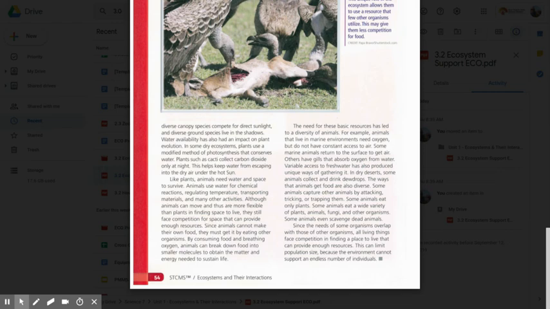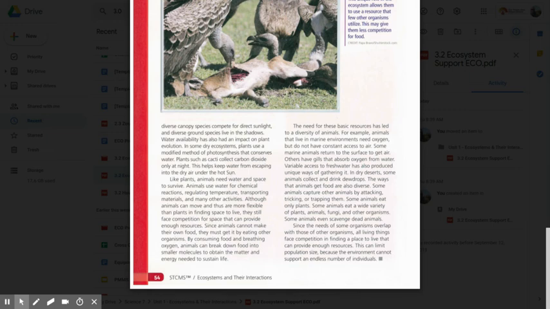The ways that animals get their food are also diverse. Some animals capture other animals by attacking, tricking, or trapping them. Some animals eat only plants. Some animals eat a wide variety of plants, animals, fungi, and other organisms. Some animals even scavenge dead animals.